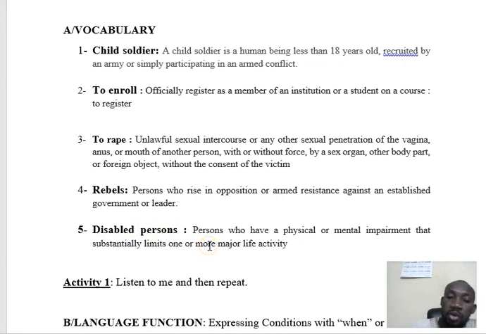So let's go again over the pronunciation. Child soldier, to enroll, to rape, rebels, disabled person.